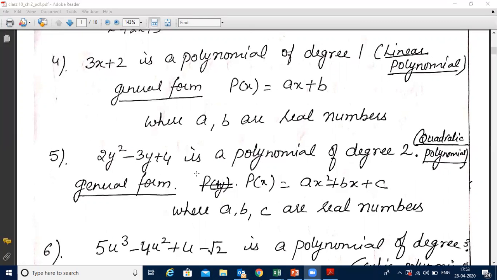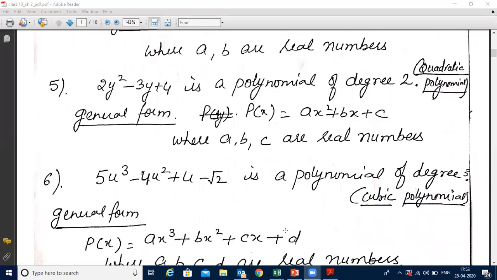And the polynomials having degree 2 are known as quadratic polynomials. And what is the general form of these types of polynomials? It will be p(x) equals ax square plus bx plus c, where a, b and c are real numbers. They can be of any type. They can be fractions, decimals, negative numbers, any type of real numbers.